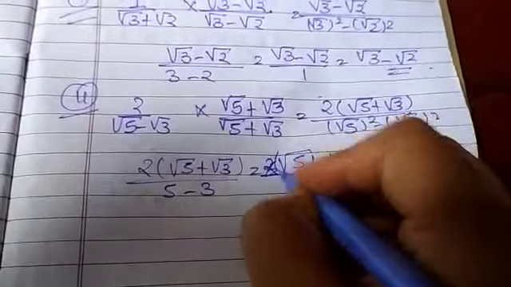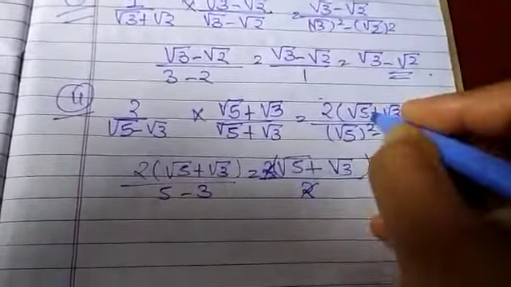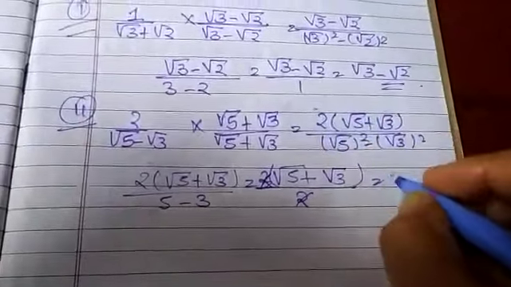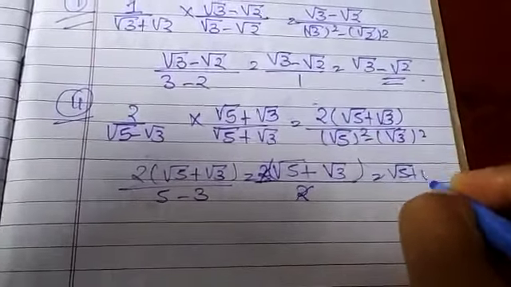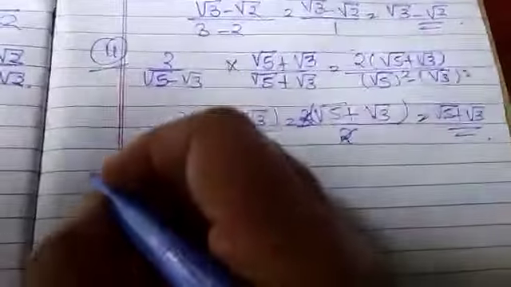This 2 will get cancelled, as we have not multiplied. You can see here I have not done the multiplication over here. So this will be √5 + √3. Now solve the third one.